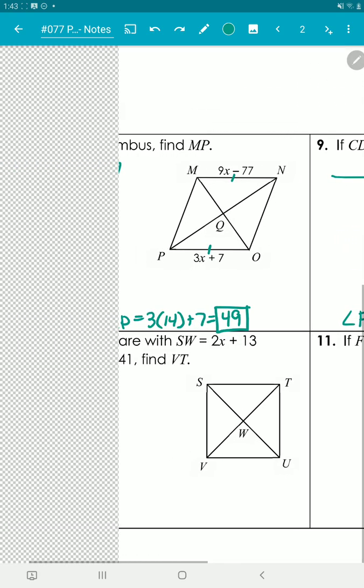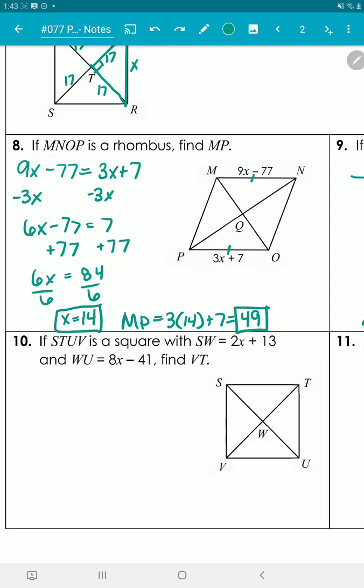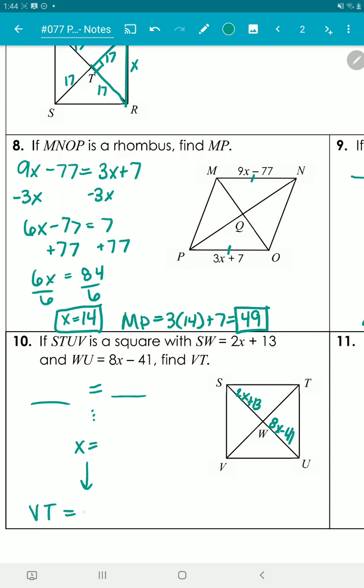Okay. Next one, we're looking at a square. So it's a square. SW here is 2x plus 13. And then WU is this 8x minus 41. You can see that both of these are going to be the diagonals here. So they're going to be equal to each other. They're both half of the diagonal, sorry. And then once you solve down for x, you're going to take that because it's looking for VT. VT is an entire diagonal, so it's going to be double one of these half diagonals. So 2 times whatever plus 13. And you're going to double it.